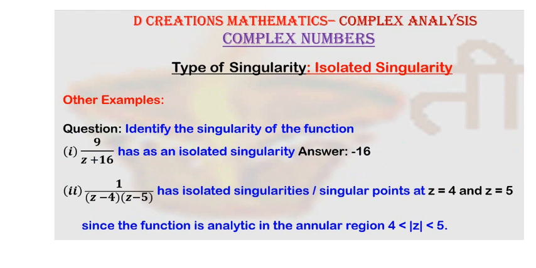Similarly, if you consider that there are two terms in the denominator, 1 upon z minus 4 into z minus 5. Now, in this case, you can see the annular region where mod of z lies between 4 and 5. And then you would say that it has isolated singularities at z is equal to 4 and z is equal to 5. So these are some typical examples of isolated singularities. There are some other types also which we'll be seeing in further videos.